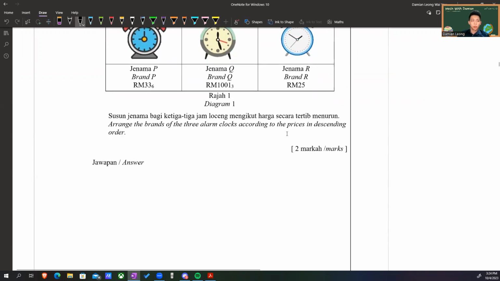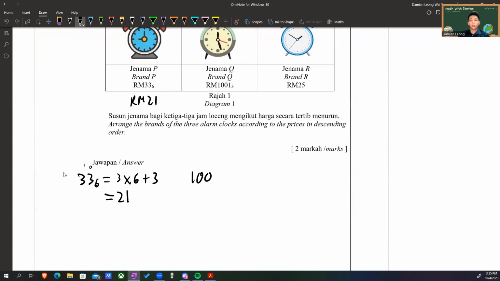If I get the 33 in base 6, convert to base 10, power 0, power 1. So 3 times 6 to the power 1 plus 3 times 6 to the power 0, which means 3. So it's 18 plus 3, 21 in base 10. So this is 21 ringgit.